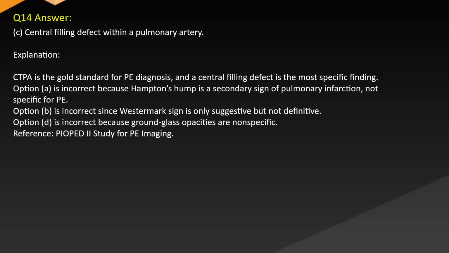Option B is incorrect since Westermarck sign is only suggestive but not definitive. Option D is incorrect because ground glass opacities are non-specific. Reference: PIOPED 2 study for PE imaging.